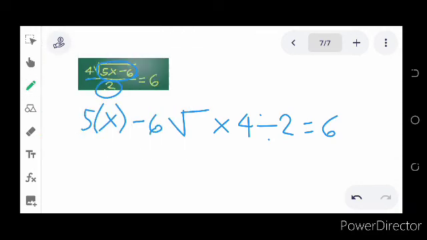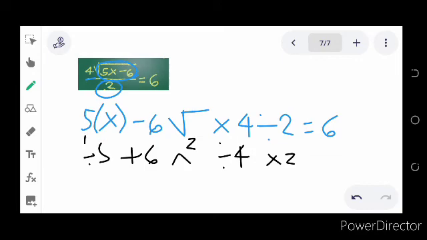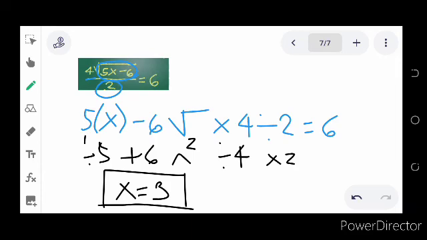Just reverse the operations. Times 2, divide by 4, square, plus 6, divide by 5. So you will have your x. 6 times 2, 12. 12 divided by 4 is 3. 3 squared is 9. 9 plus 6 is 15. Divided by 5, the value of x is again equal to 3. So if you're going to substitute the value of x into the original equation, you will find out that that will satisfy both sides. That means your answer is actually correct.